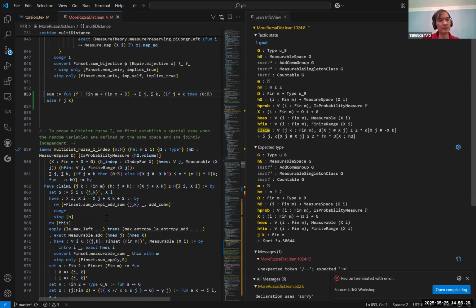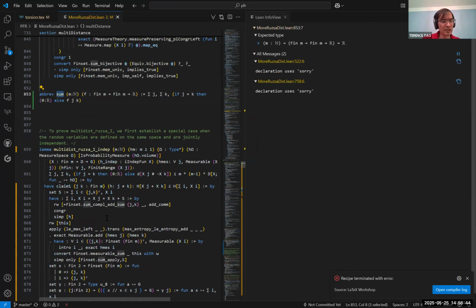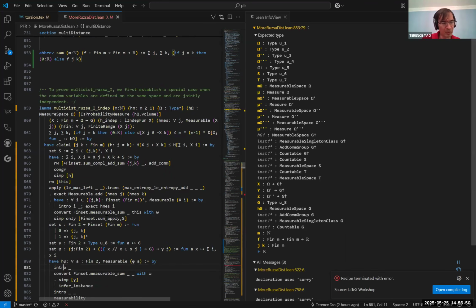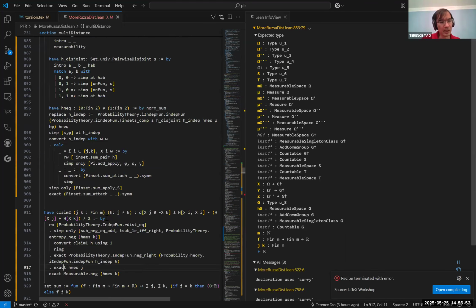Okay, so but now I need to change the syntax a little bit. I'm going to define a sum notion. Later on I will fix this. I'll change this sum to something a bit more localized. I don't want to use up the word sum in the global namespace.